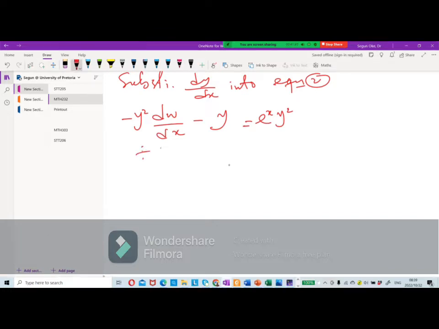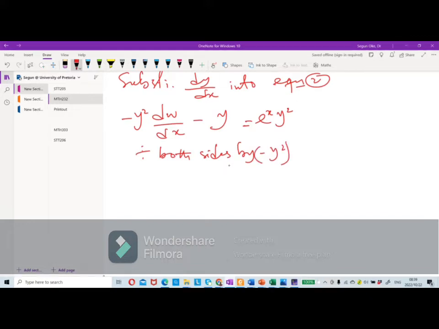Divide both sides by minus y squared. So we have dW/dx plus something. What will be the answer for this? y raised to power what? Negative 1. Remember when you have y over y squared, it is 1 all over y, which is the same thing as y raised to power negative 1. So it's going to be y to the power negative 1 equals e to the power what? Negative e to the power x. It's going to carry negative because you are dividing through by negative y squared.